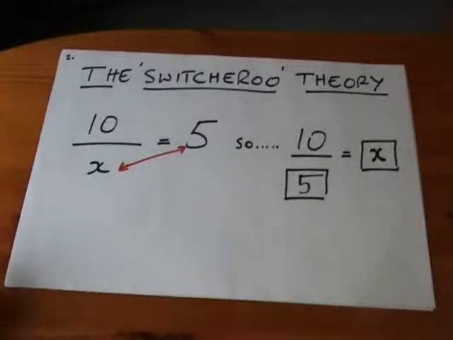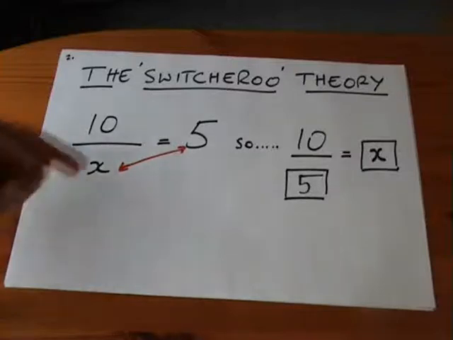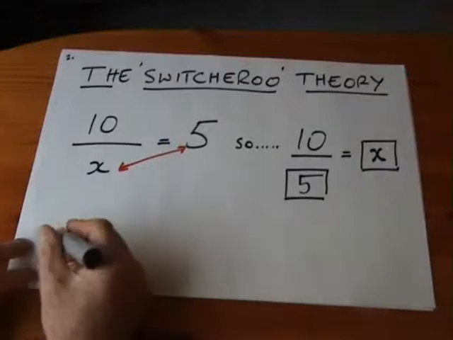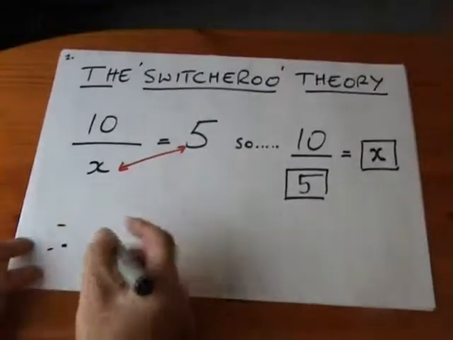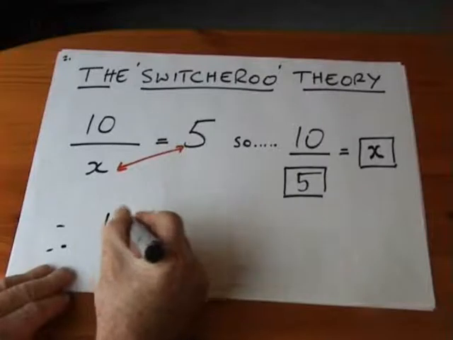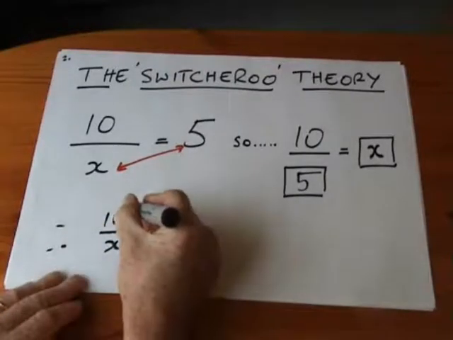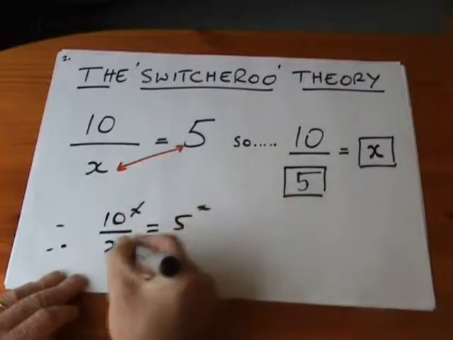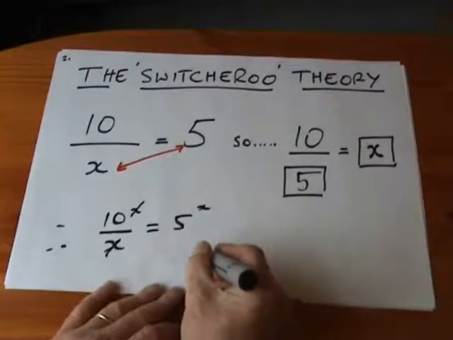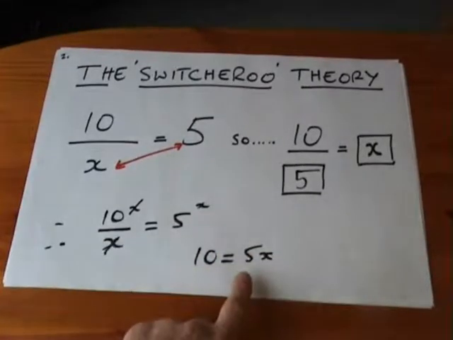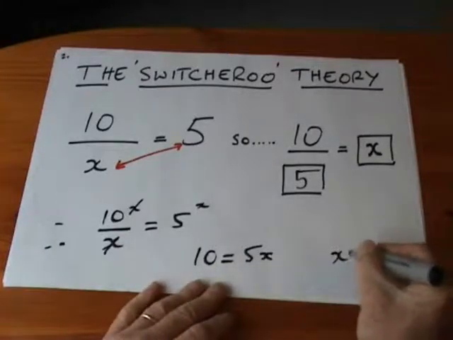because 10 divided by 5 is indeed x. Effectively what I'm doing is multiplying both sides by x to remove the fraction from underneath, and then dividing both sides by 5. If I show you that, really what I'm doing is starting off with 10 over x equals 5, and multiplying both sides by x. That will cancel. That gives me 10 equals 5x, and then to remove the coefficient I would divide both sides by 5 to end up with x equals 2.